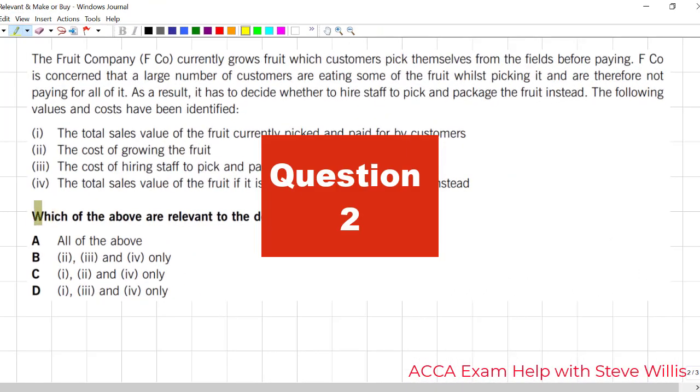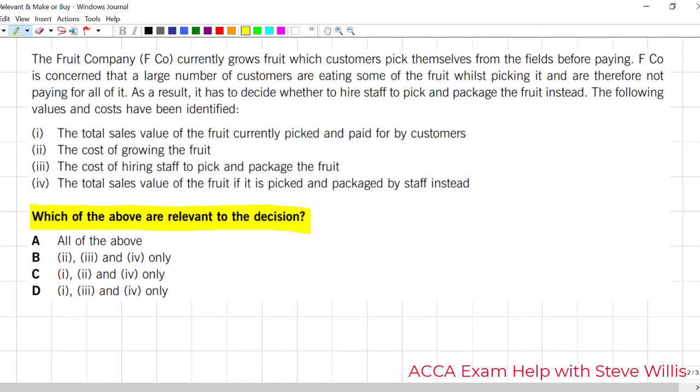Let's read the requirement. We're talking about relevant costing once again. It's a theoretical question. It's evaluating the statements. So we only want the costs that are future costs, incremental, cash flows, or opportunity costs. We want to avoid the sunk costs, the fixed costs that aren't incremental, and any overheads, okay, that are allocated on a general overhead absorption rate.